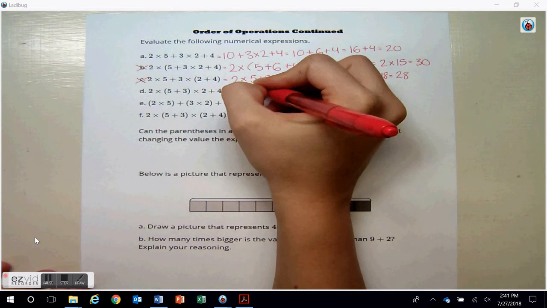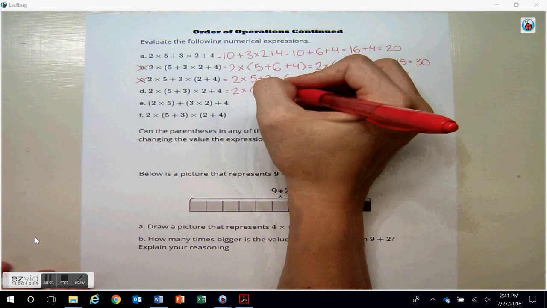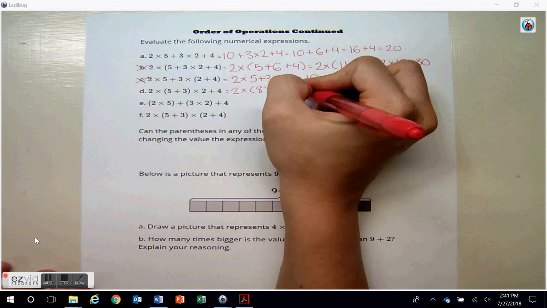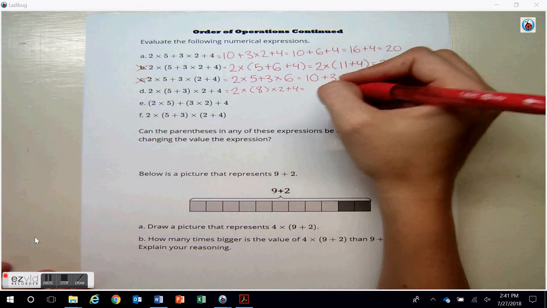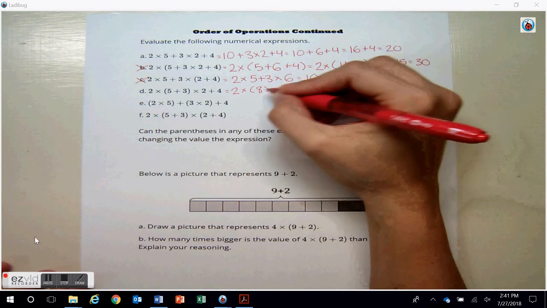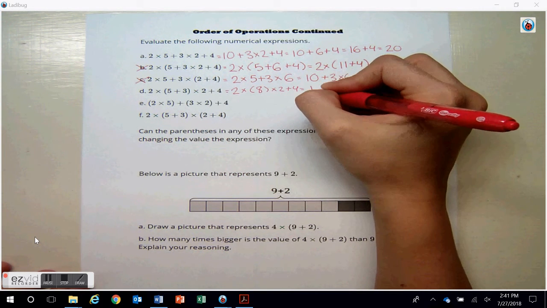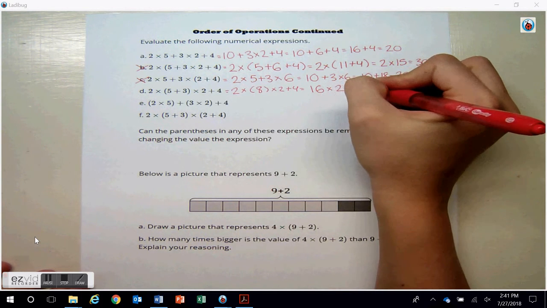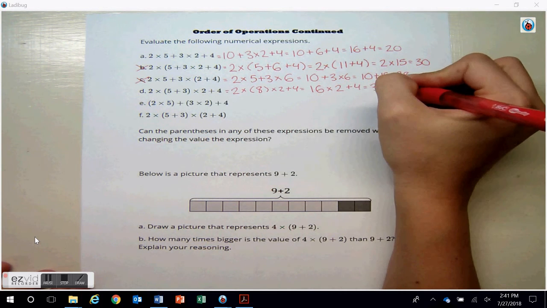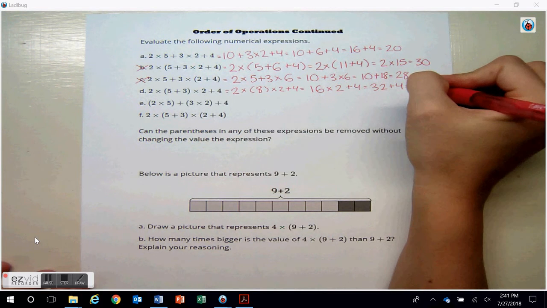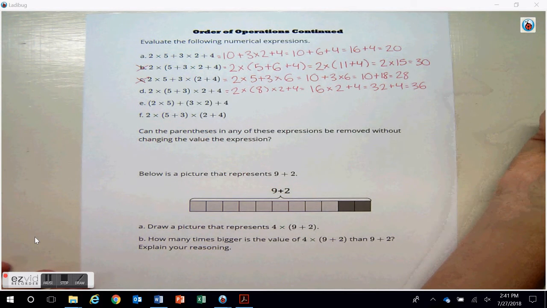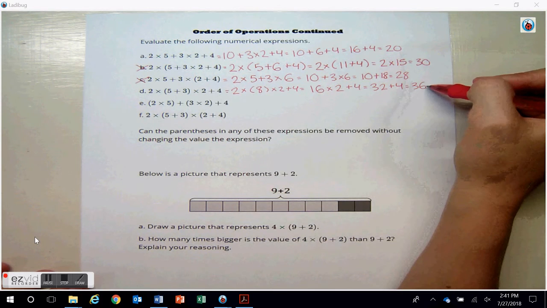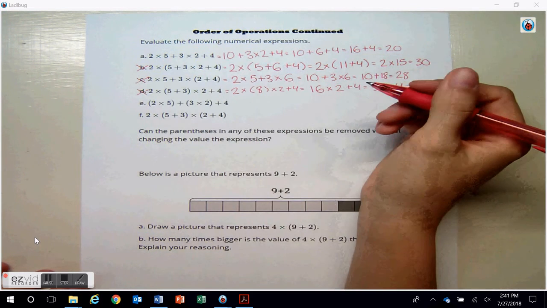2 times 5 plus 3 is 8. 8 times 2 plus 4. Parentheses are all done, so look for exponents, no exponents. Solve that multiplication or division. 2 times 8 is 16. So now we have 16 times 2 plus 4. 16 times 2 is 32. 32 plus 4 is 36. I don't get the same answer if I take those parentheses out, because if I did, I'd get 20. So D does not work for us.